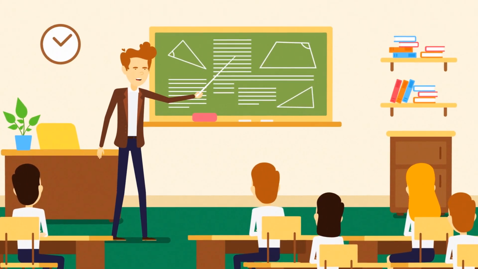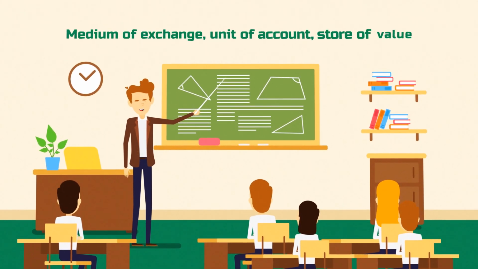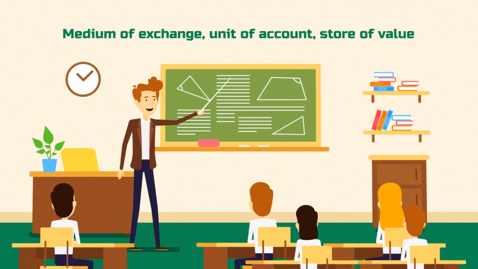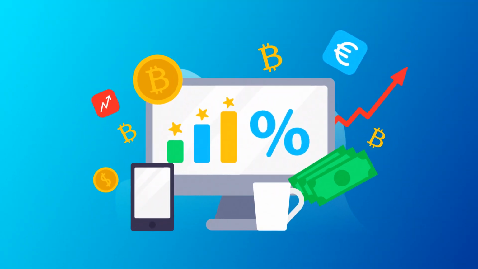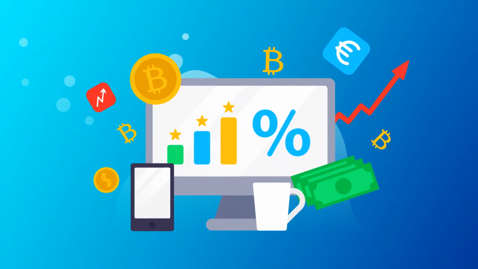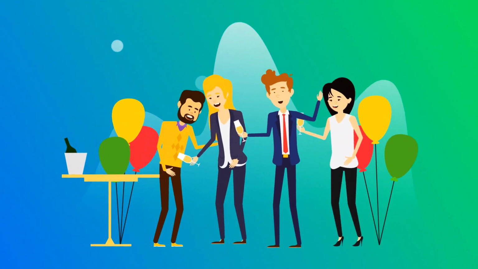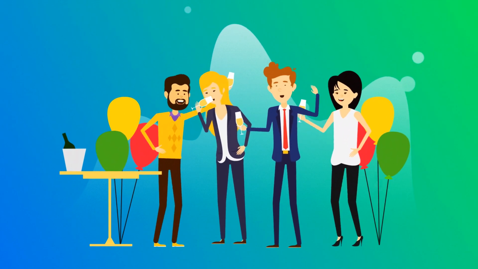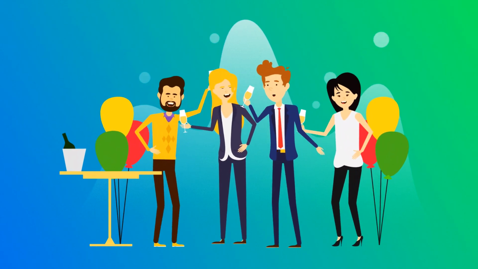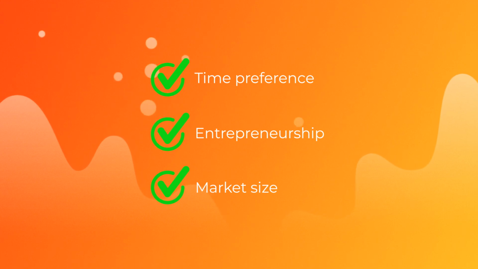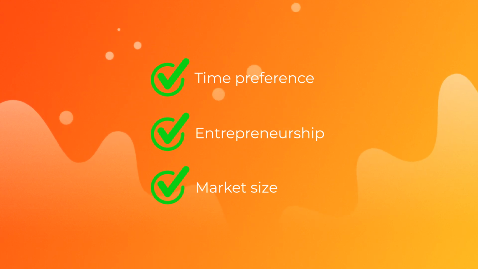So far in EconoKids, we have discovered that money is a medium of exchange that also functions as a unit of account and a store of value. While we could use anything as money, we will see that some things meet the properties of a good medium of exchange better than others. And how well these properties are met can have a profound impact on our behavior, decision-making, and the opportunities available to us. In this session, we will look at 3 examples of this. 1. Time preference, 2. Entrepreneurship, and 3. Market size.